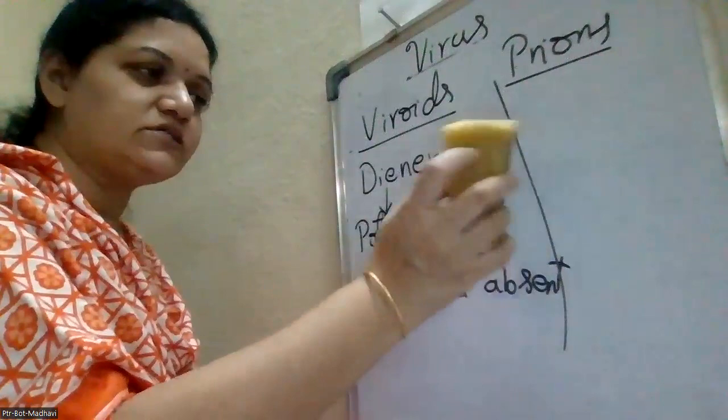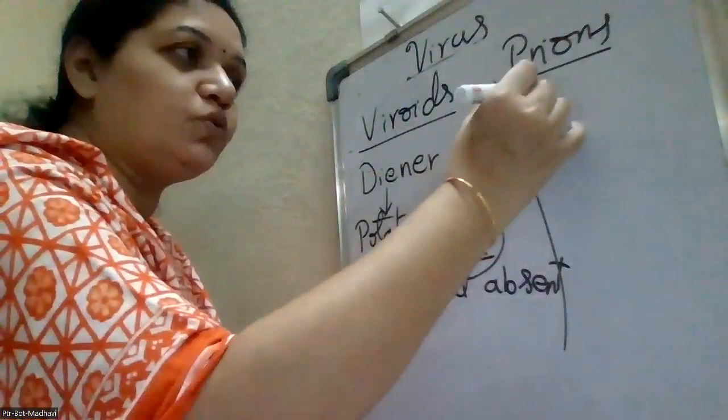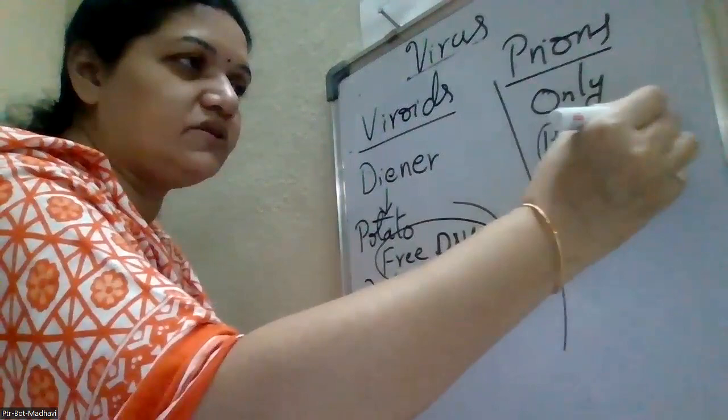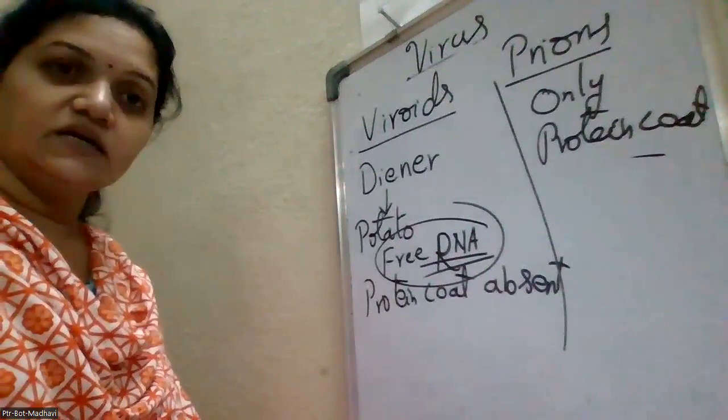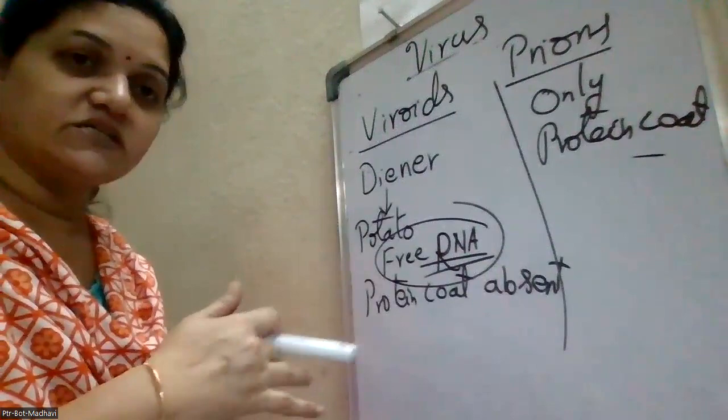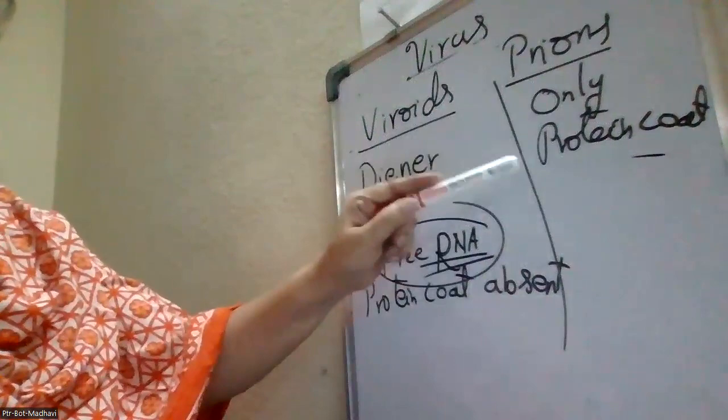Next come the prions. Prions are the ones which have only the protein coat present in them, and they don't have the genetic material. Even if the genetic material is not there, the protein coat which enters into the host cell can make its own genetic material and cause infections drastically in the host cell. Those are the prions.